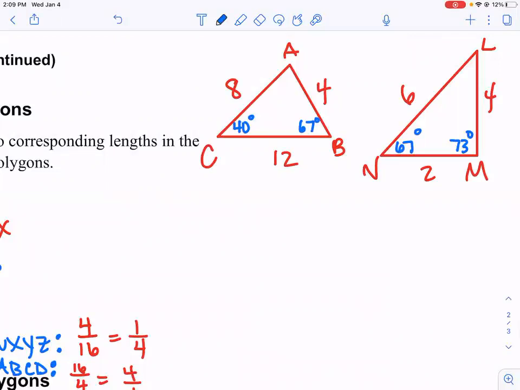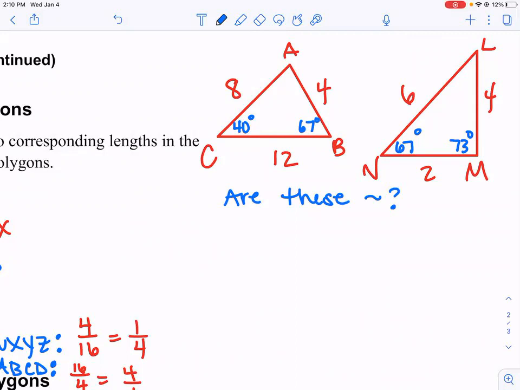Okay, so I want you to draw these 2, okay? So I want to know, are these 2 triangles similar? You're just flat out saying no. Why? The only thing they have in common is that they're triangles.